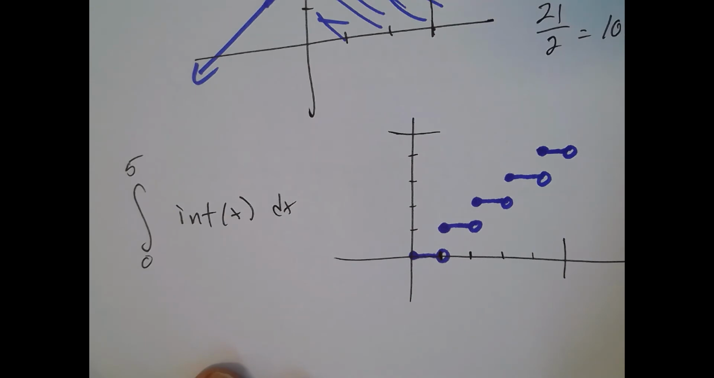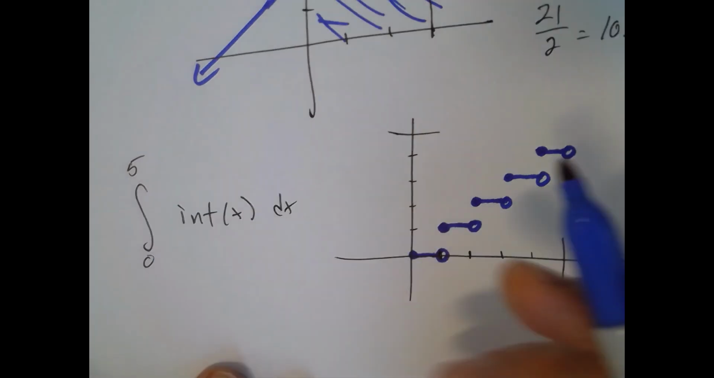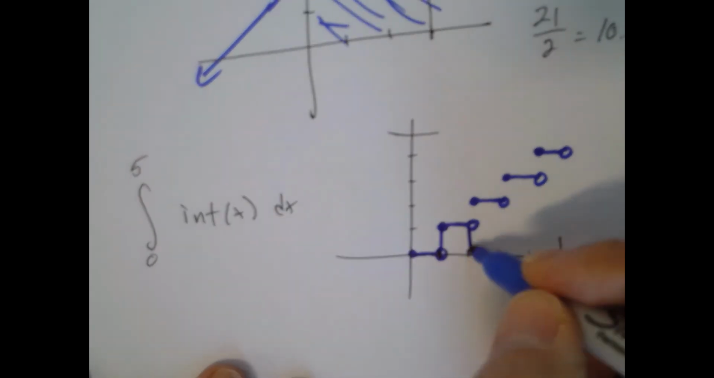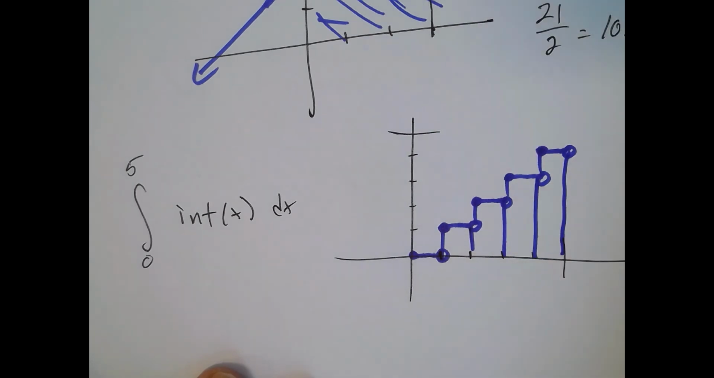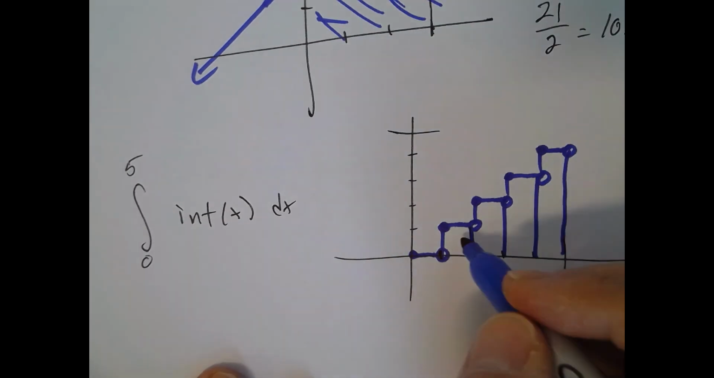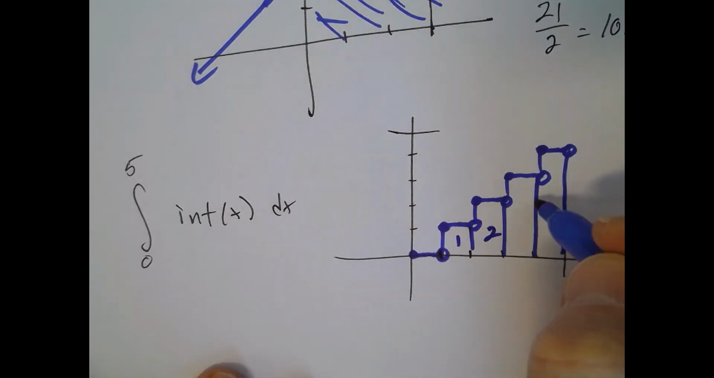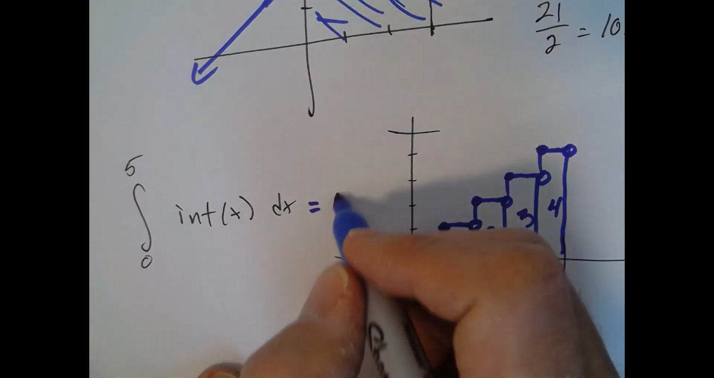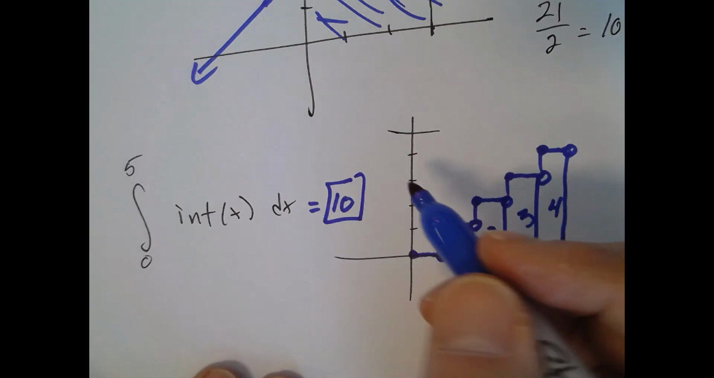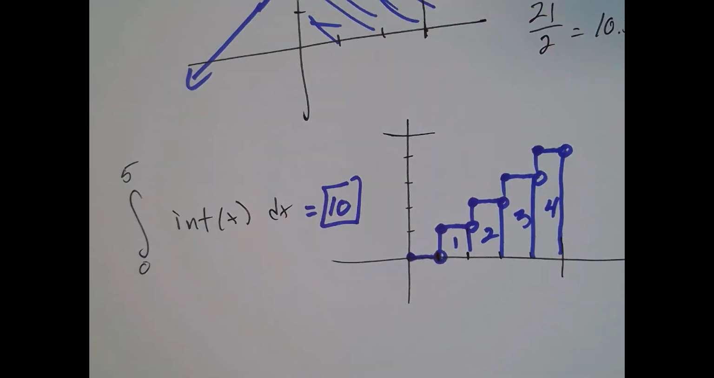Alright, so if we're going to find the area from 0 to 5, we want to add up all of these rectangles. So 1 by 1 is 1, 1 by 2 is 2, 3, 4, so 7, 8, 9, 10. So our answer would be 10, because that's the area underneath the curve from 0 all the way to 5. Oh, they tell us, use areas to show that it is 10. There.